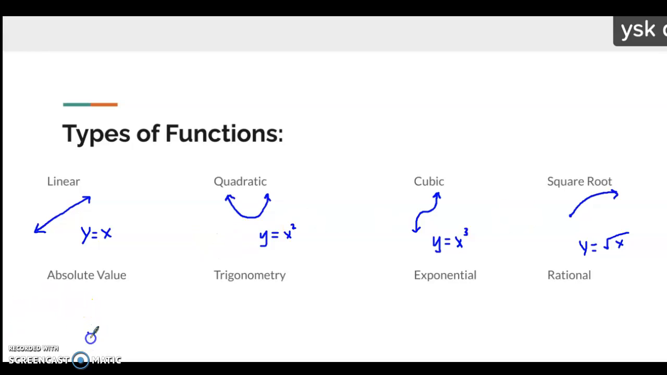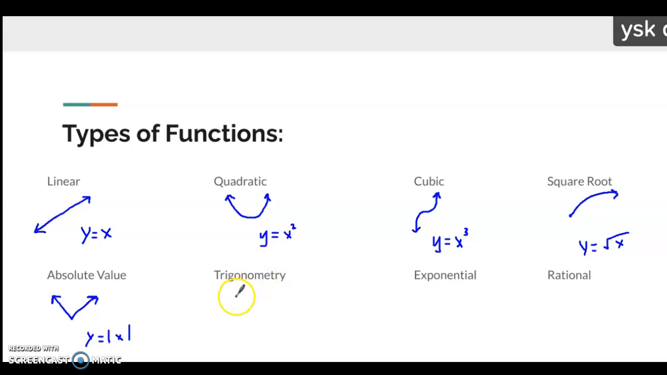Absolute value. We have our absolute value sign, so those are our 2 parallel lines with our values in between. The absolute value looks like a V shape. So there is no curve in it. It goes straight up on one side, straight up on the other. There are no negatives in an absolute value.